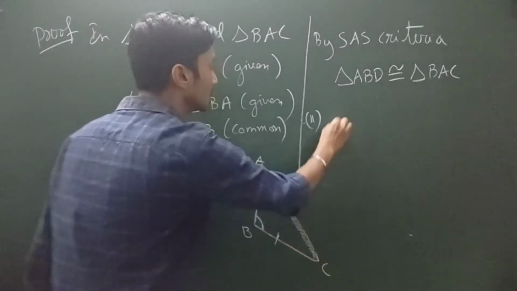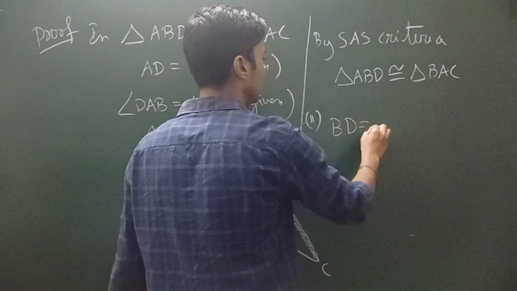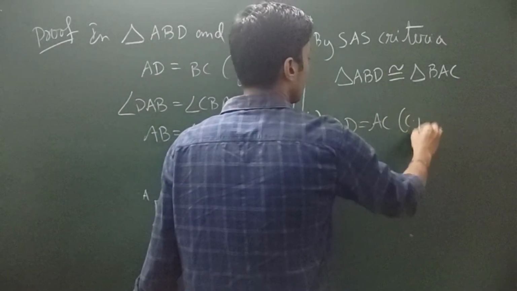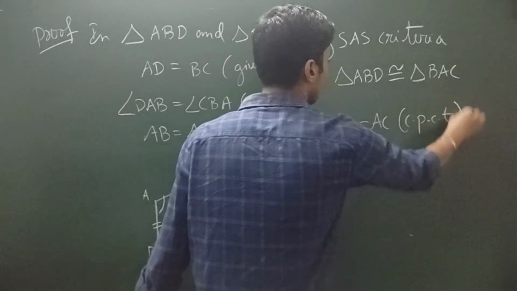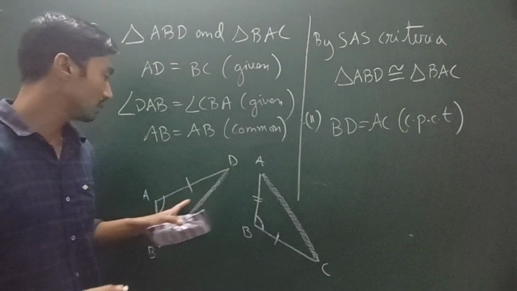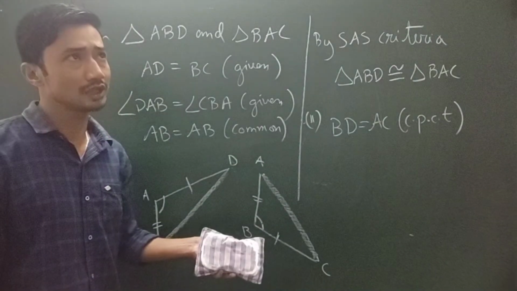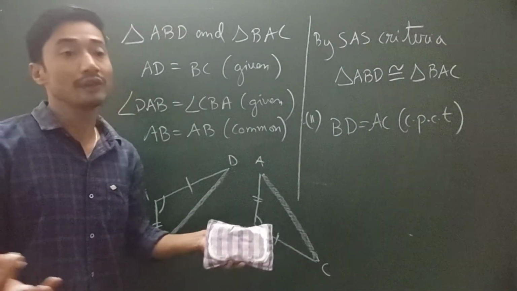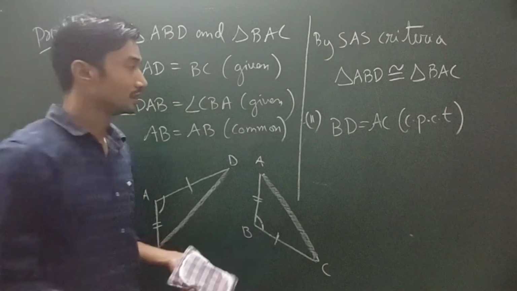How did you prove that? How is that possible? BD equal to AC? Yeah. Congruent parts, corresponding parts of congruent triangles, CPCT. Very simple, because you already proved these two triangles are congruent. So for the remaining triangles, all the sides and all the angles will be equal.